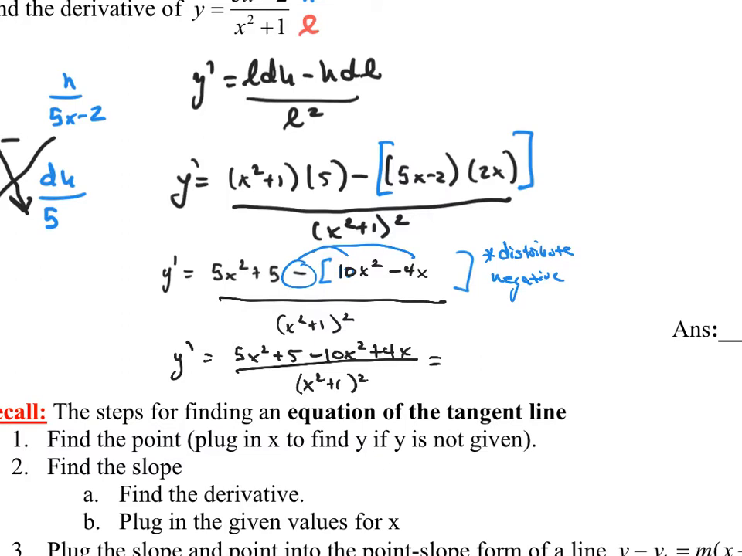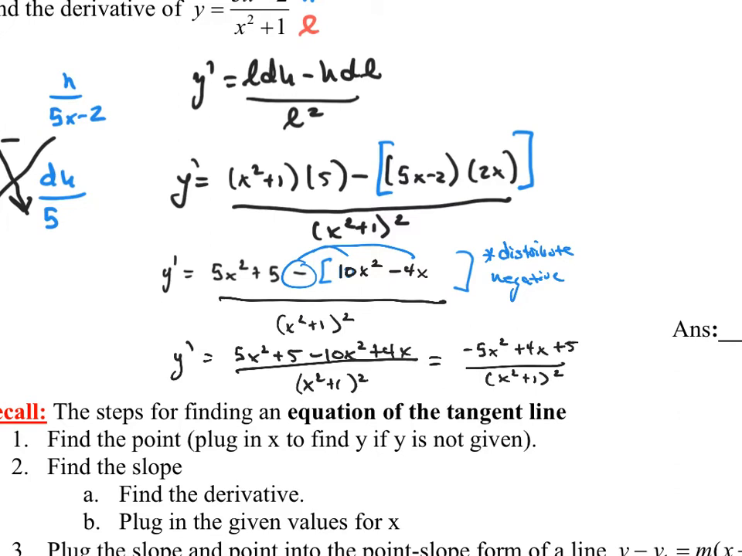Now we just combine like terms, see if there's anything else we could do. 5x squared minus 10x squared would be a minus 5x squared. Then we have a plus 4x, a plus 5. All of this is over x squared plus 1, quantity squared. Notice nothing factors out of the numerator. The numerator might factor, and I don't think this one does, but I certainly know x squared plus 1 is not a factor of the numerator, so I'm not going to be able to simplify this, right?